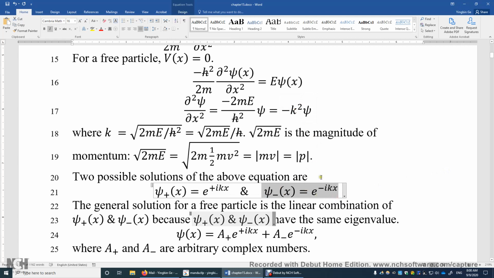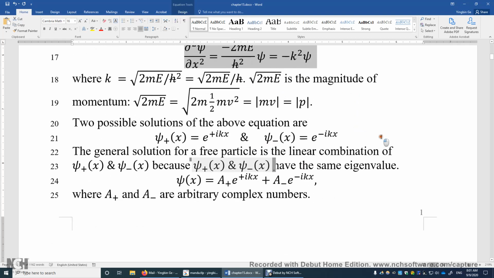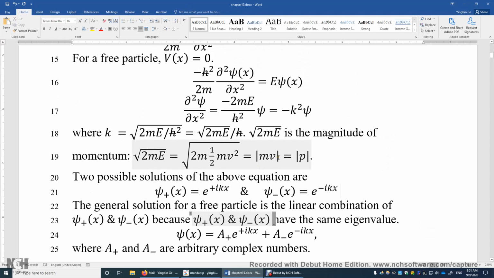The second derivative of this function is negative ik times negative ik times e to the power of negative ikx. Well, negative ik times negative ik is also negative k squared. So you can easily verify that these two functions satisfy this differential equation. Well, we have a more general solution for this free particle. This is because these two are both eigenfunctions of this second derivative operator, and they have the same eigenvalue.